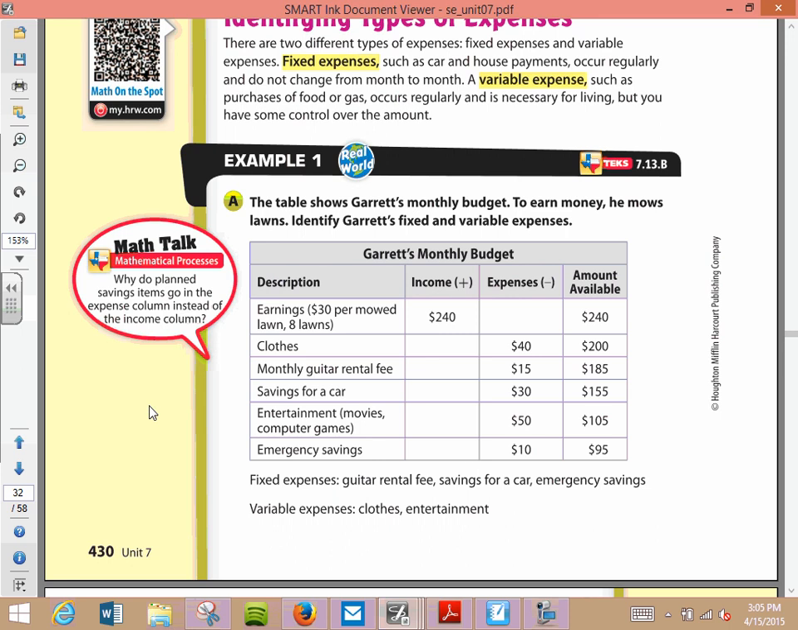So in this situation, we have Garrett's monthly budget. For one month, he will budget whatever he has. He mows 8 lawns, and he gets paid $30.